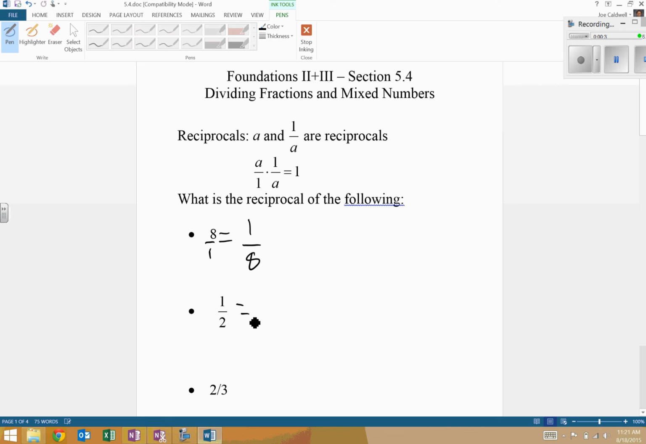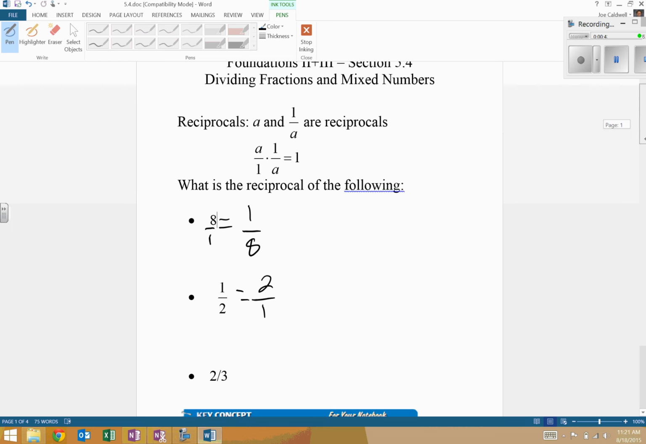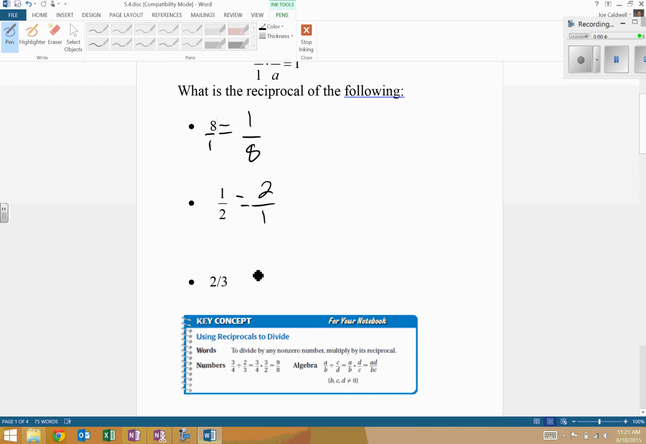The reciprocal of 1/2 is just 2, or 2 over 1. We just flip it. The reciprocal of 2/3, and actually I shouldn't really put equals here because those don't equal each other. They are the reciprocals. So let's just put an arrow: 3 over 2.